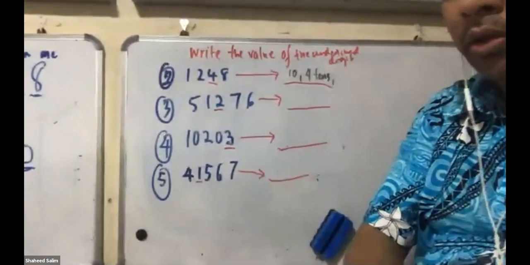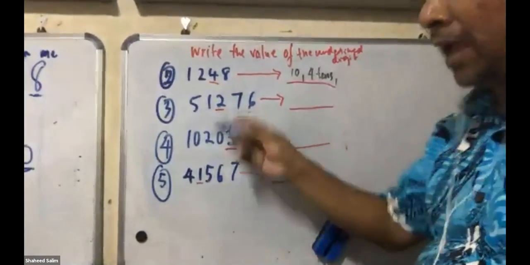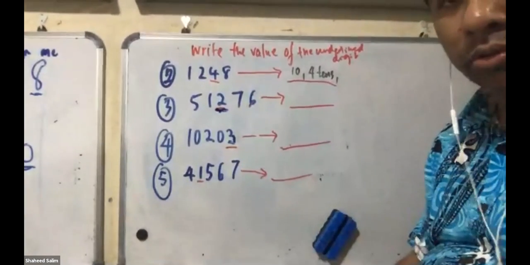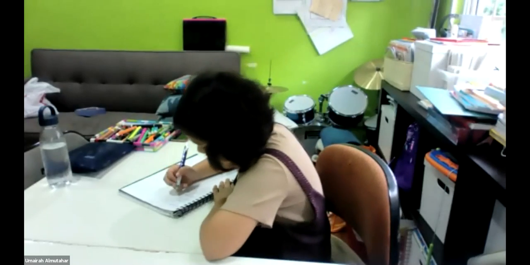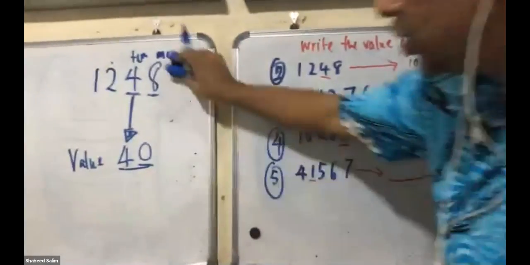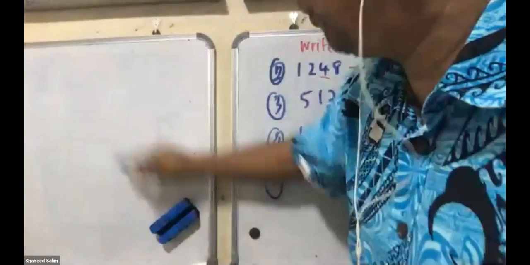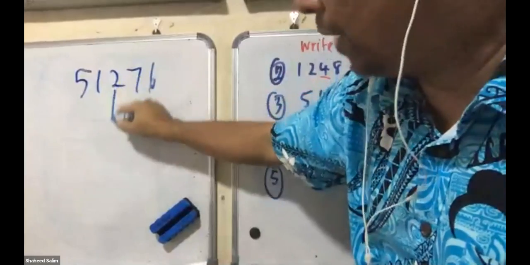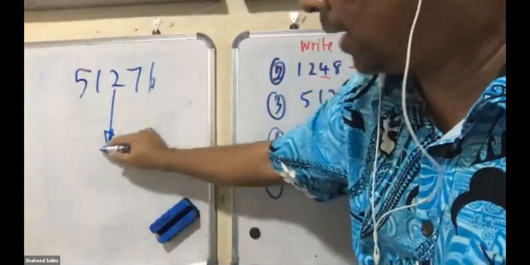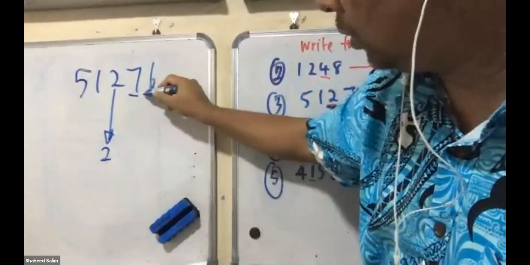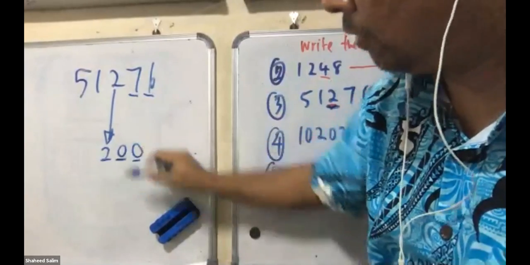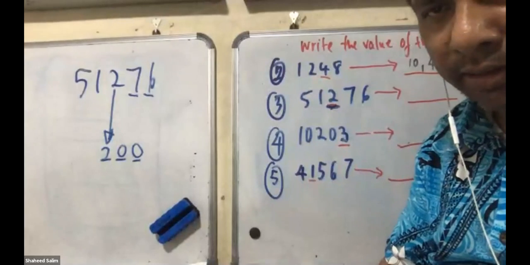The next one, what is the answer? Anyone can tell me an answer. What is the value of the number 2? 200. Let us see whether you all are right. 5, 1, 2, 7, 6. They want value, so draw the arrow. Write the 2. There's 2 digits beside it, so you add 2 zeros here. The value is 200. Easy.